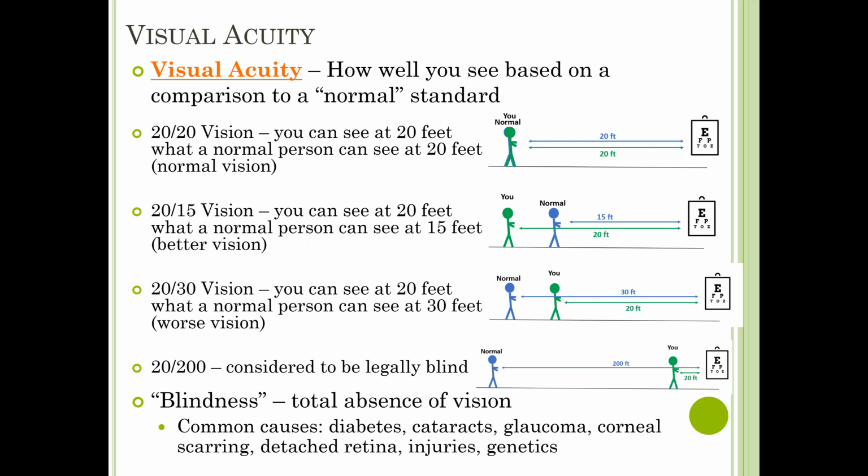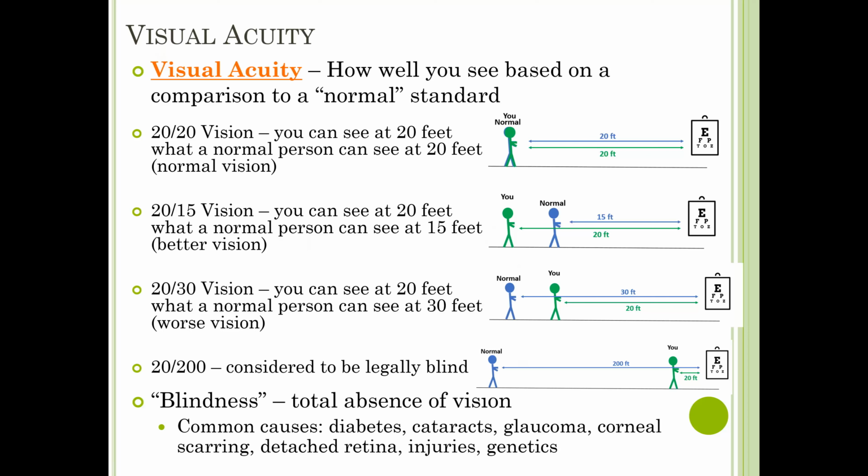This can be caused by diabetes, which can damage the retina and cause diabetic retinopathy. It can be caused by cataracts that are left untreated. It can be caused by glaucoma that damages the optic nerve. Can be caused by corneal scarring that scratches the cornea so that light no longer can enter it. Can be caused by a detached retina that comes off the back wall of the eye. Also just other types of injuries and even genetics.